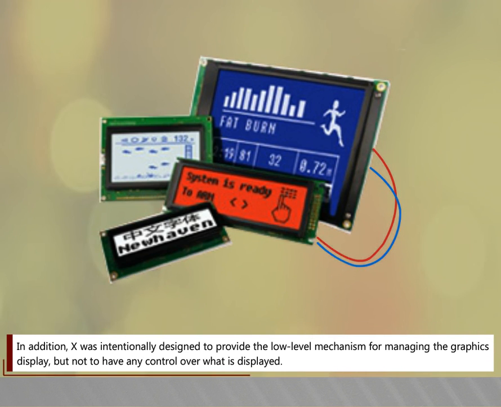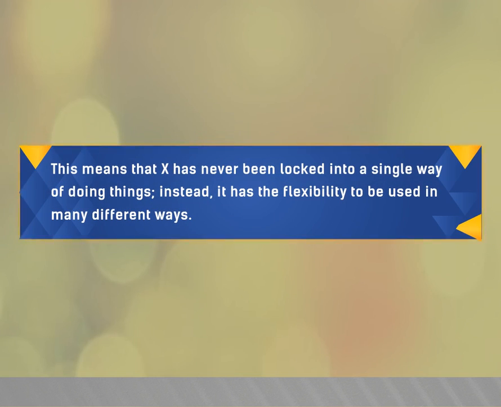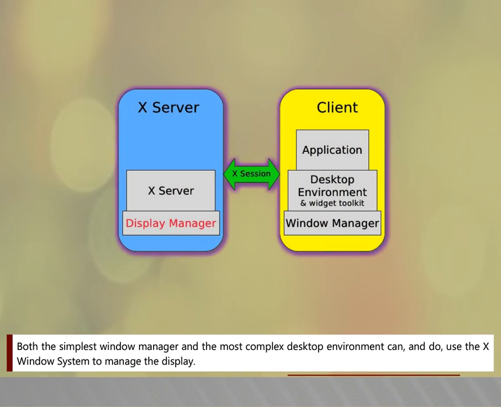In addition, X was intentionally designed to provide a low-level mechanism for managing the graphics display, but not to have any control over what is displayed. This means that X has never been locked into a single way of doing things. Instead, it has the flexibility to be used in many different ways. Both the simplest window manager and the most complex desktop environment can and do use the X Windows system to manage the display.